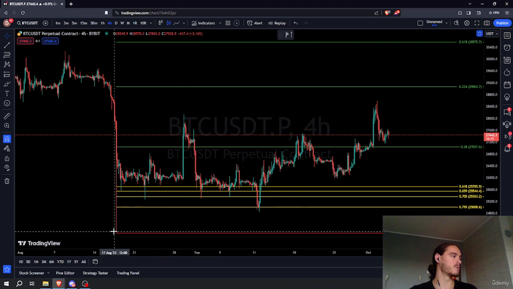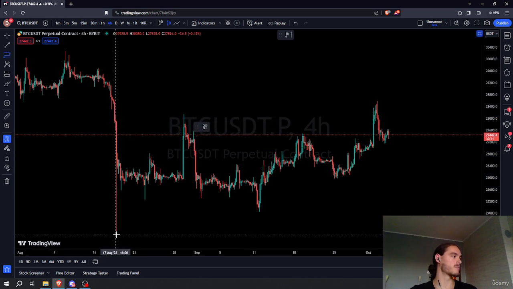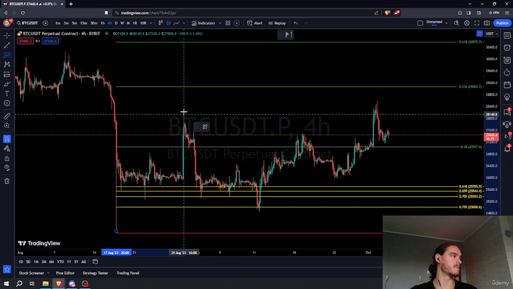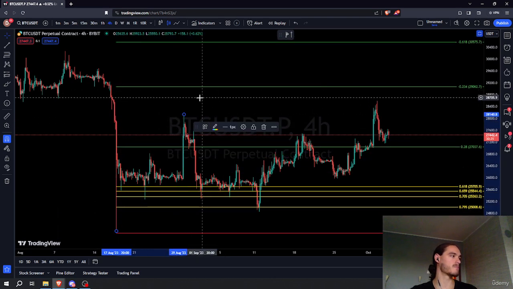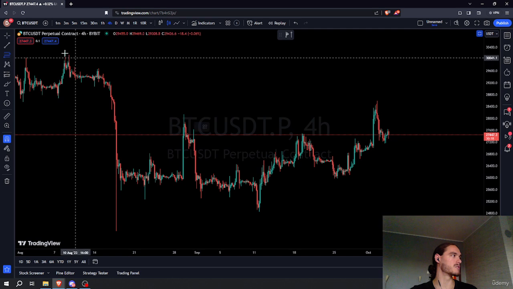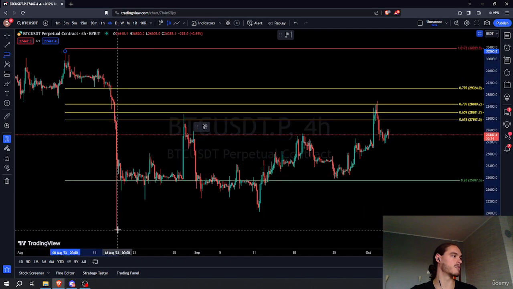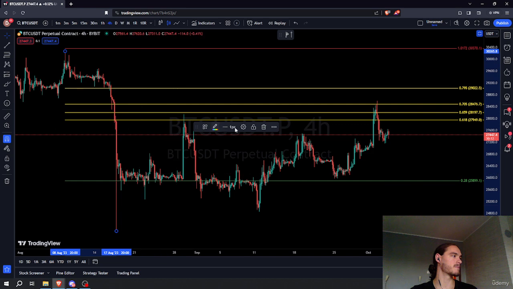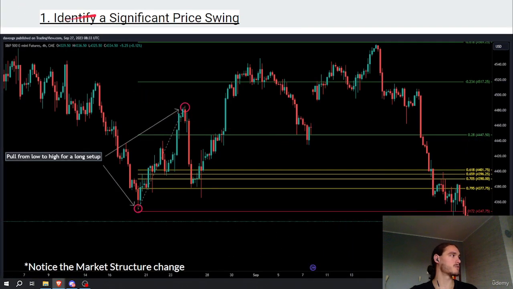So we pulled from the low to the high. We need 2 pivot points. And for a short position, we pull from the high to the low. First, to identify significant price swing, we need a high and a low.